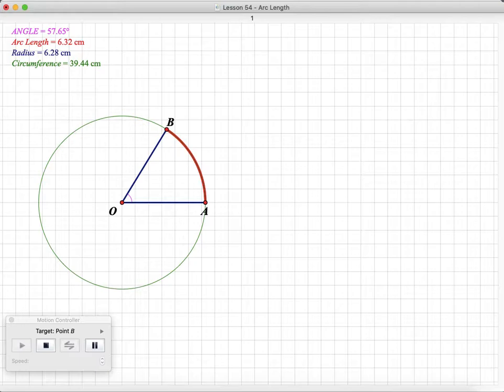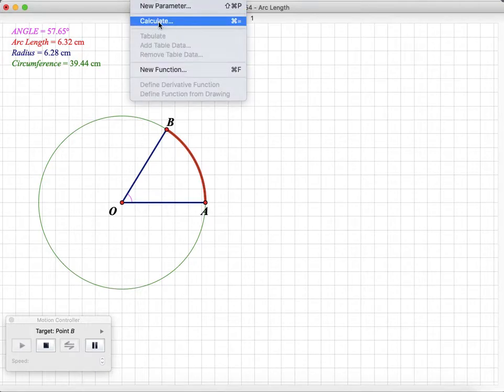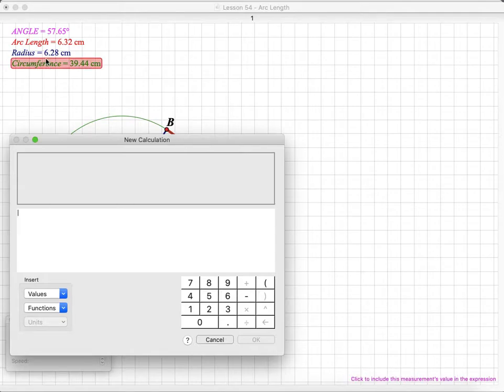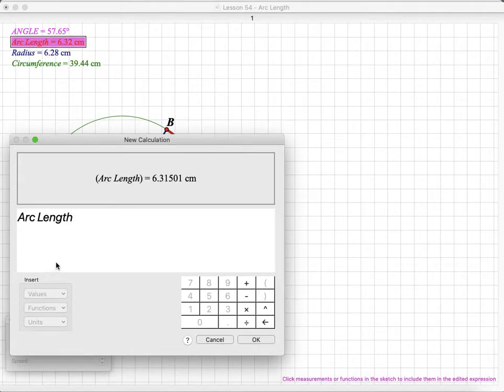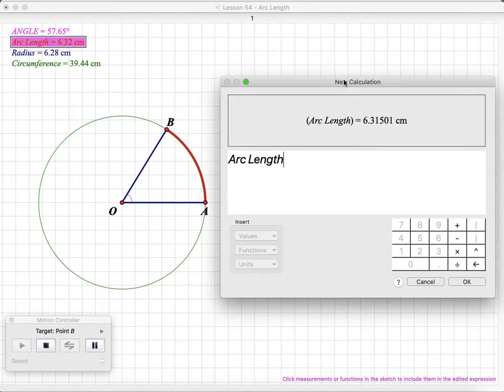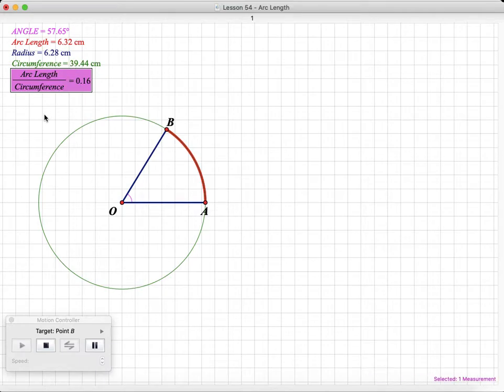So first off, I will calculate the ratio. That's what we're going to look at here. The ratio of the arc length, which is just that red length from A to B, which I couldn't measure with a ruler or anything because it's curved, divided by the entire circumference. I don't really care what that number is right now.